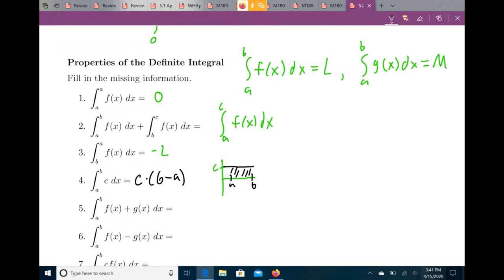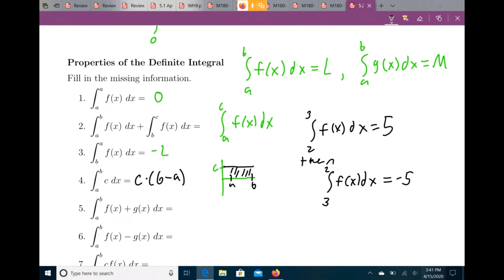An example would be if the integral from 2 to 3 of f of x dx is 5, then the integral from 3 to 2 of f of x dx is negative 5. So the area is 5, but you think about reading it from left to right, adding things up going from left to right. If you're going right to left, then you negate the answer.